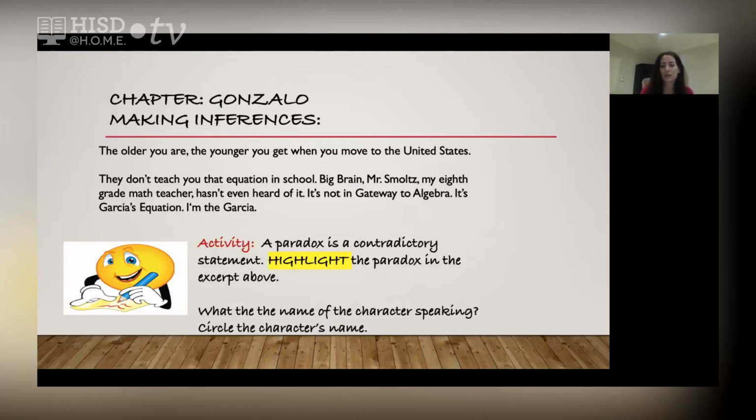So what character are we going to circle? Is it Mr. Smoltz or is it Garcia? What is the name of the character speaking? If you said Garcia, you are absolutely correct. Nice work.